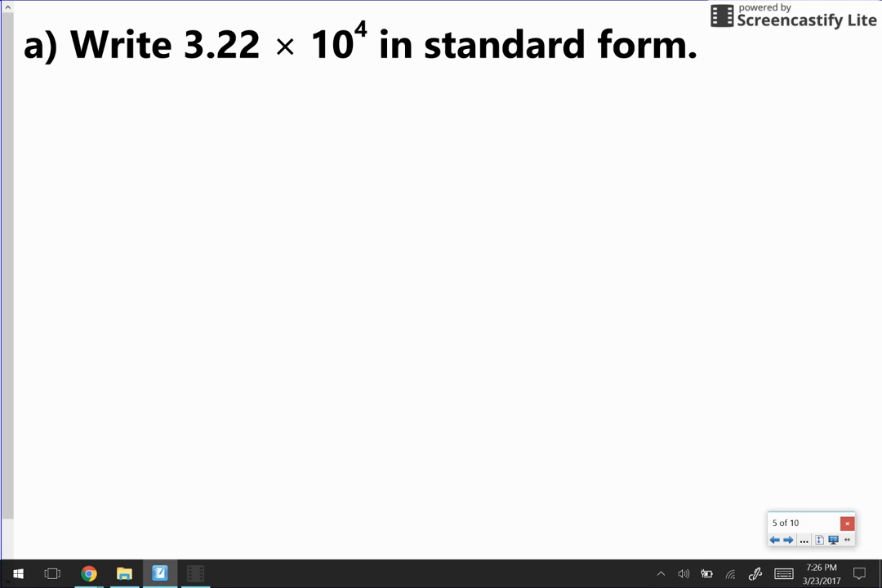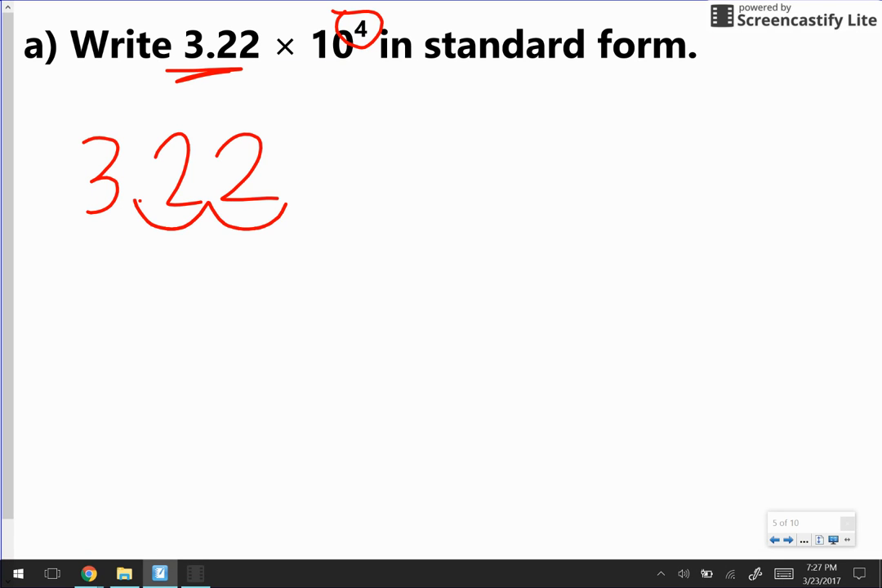Let's go ahead and get started with actually trying a scientific notation question. This question says write 3.22 times 10 to the 4th in standard form. What we're going to need to do first is rewrite this decimal right here, 3.22. Next, we're going to figure out how many times we should move our decimal in this problem. The exponent, 10 to the 4th power, actually tells us right away how many times we should move our decimal. Since our exponent is 4, we're going to move our decimal 4 times to the right.